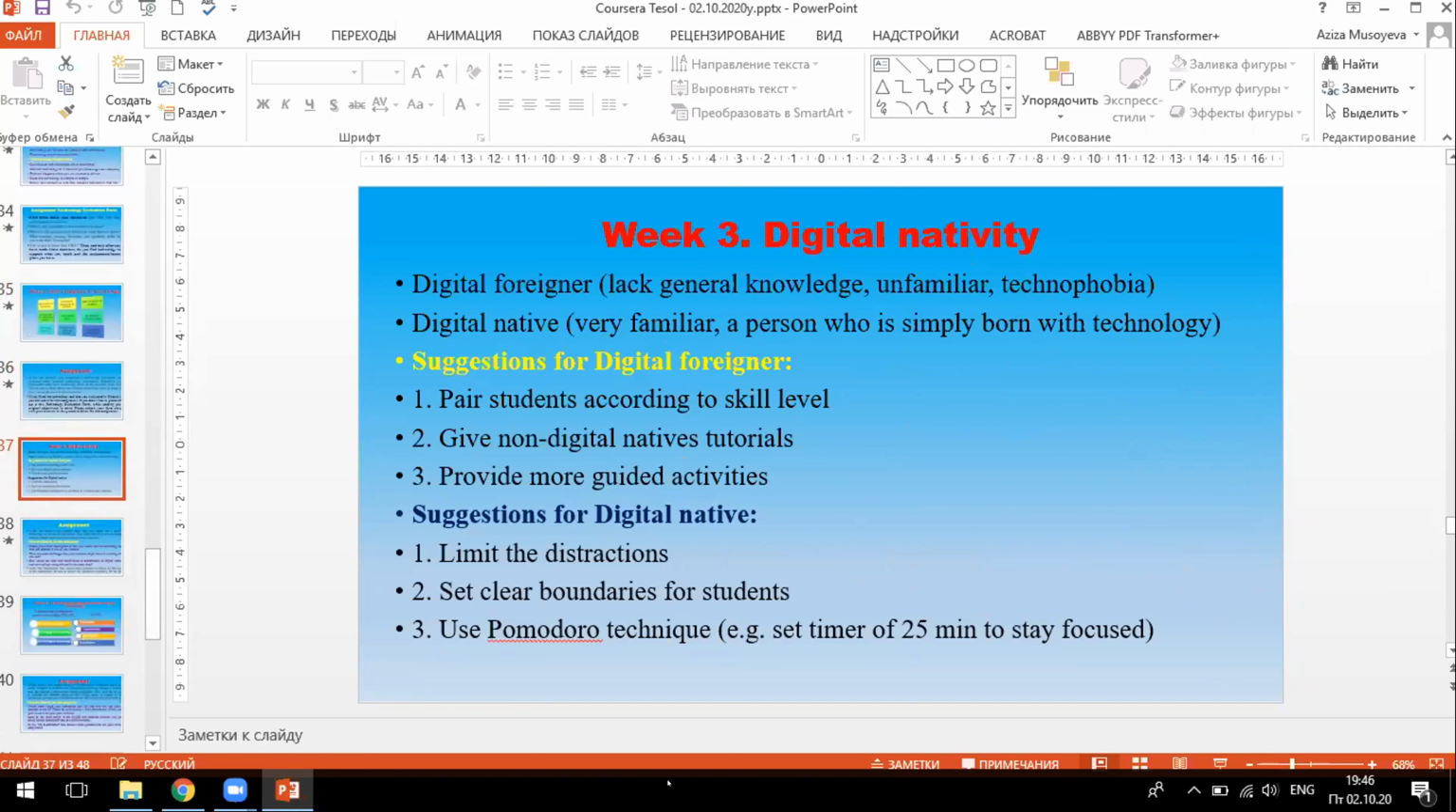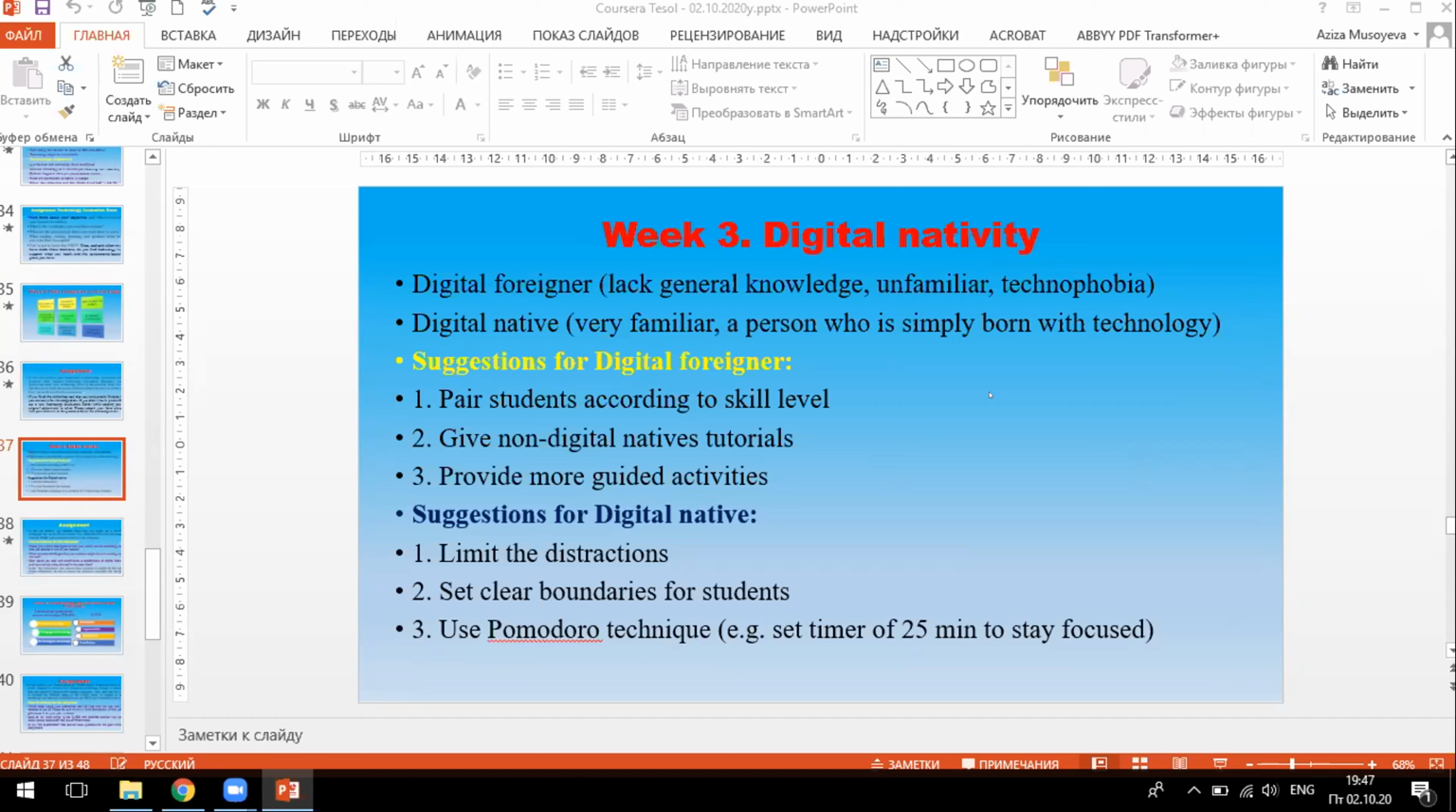And also they talk here about digital nativity. Digital native means your students are very good at technologies, very familiar with them, a person who is simply born with technology. And digital foreigner means a person who lacks knowledge or is unfamiliar with technologies. That's why you need to pay attention to whether your students are digital foreigners or digital natives.